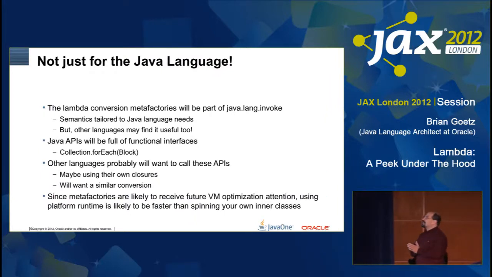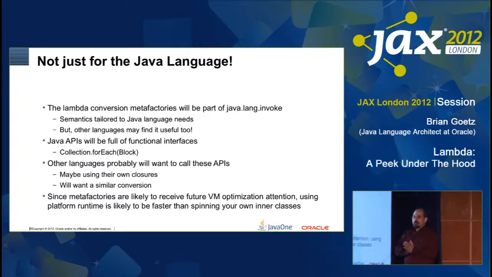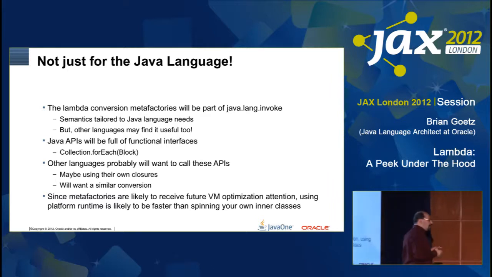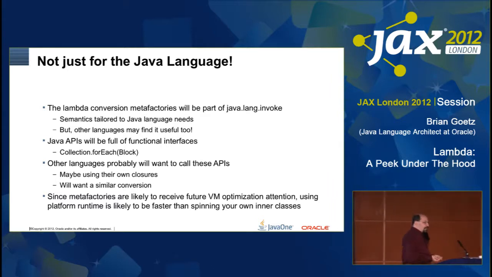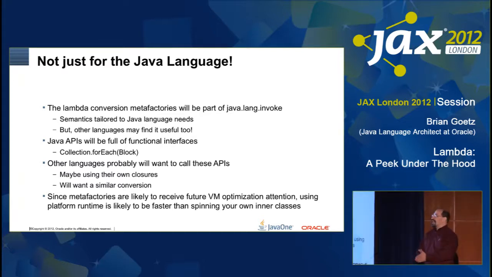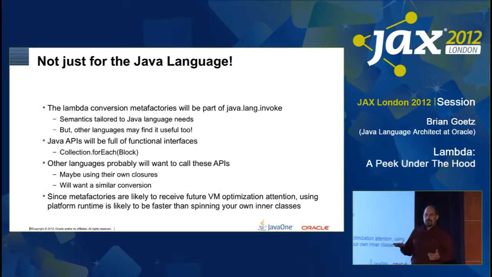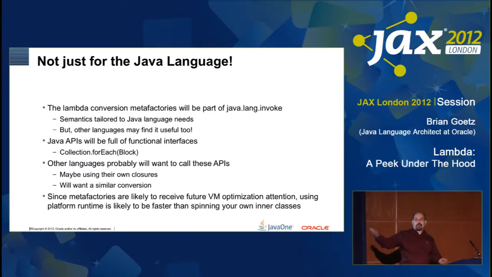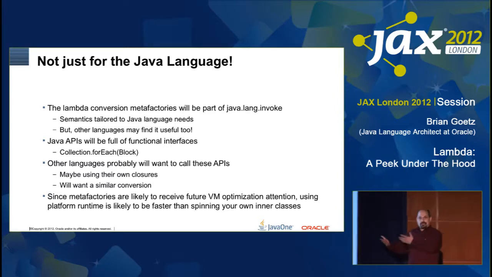Okay, so this is great for Java. It's also pretty useful for other languages. This is a mechanism that we're delivering not just as a Java language feature, but the runtime support for this, the Lambda Metafactory, is going to be part of the JDK runtime. It'll be code that lives in java.lang.invoke. And yes, the semantics are tailored to the needs of the Java language, but if you're writing JRuby code, there's a good chance that you're going to want to call libraries in Java. Those libraries in Java may want to take lambdas. Your clients may want to pass lambdas to them.